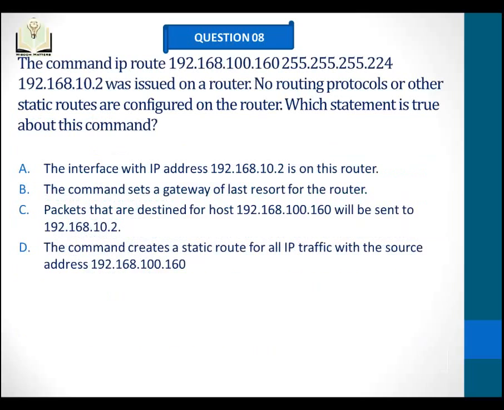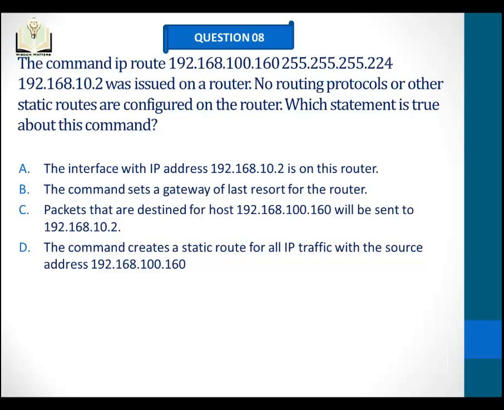Question 8. The command ip route 192.168.100.160 255.255.255.224 192.168.10.2 was issued on a router. No routing protocols or other static routes are configured on the router. Which statement is true about this command? A. The interface with the IP address 192.168.10.2 is on the same router. B. The command sets a gateway of last resort for the router.